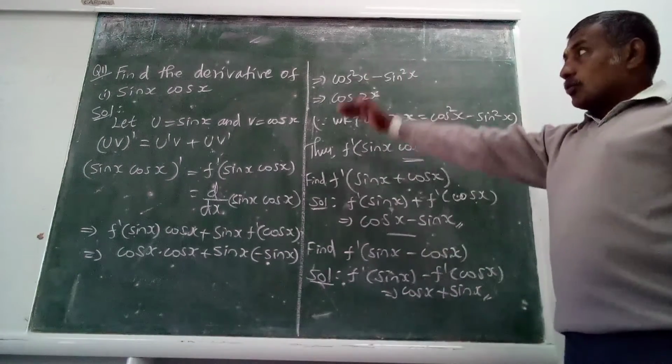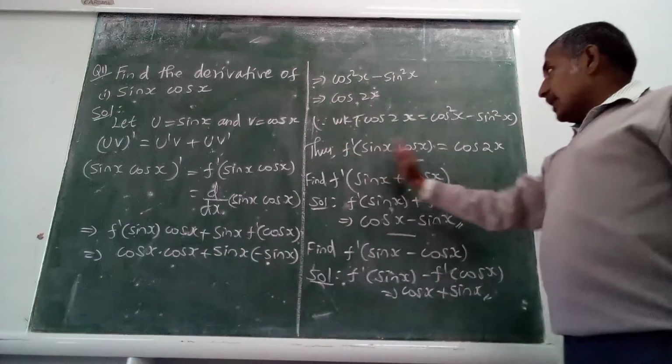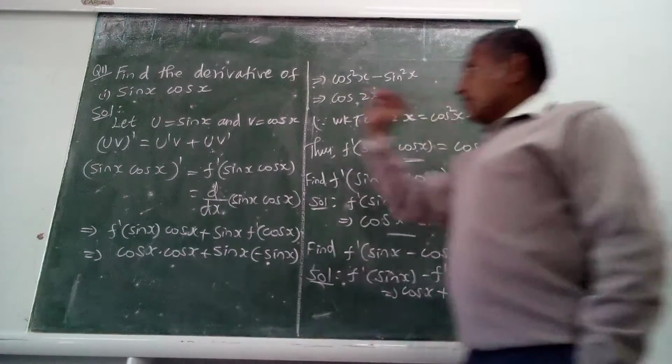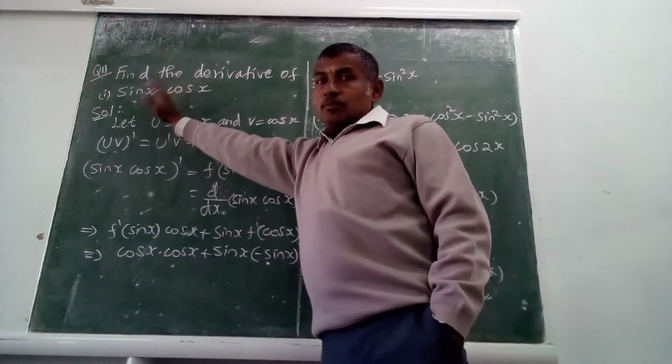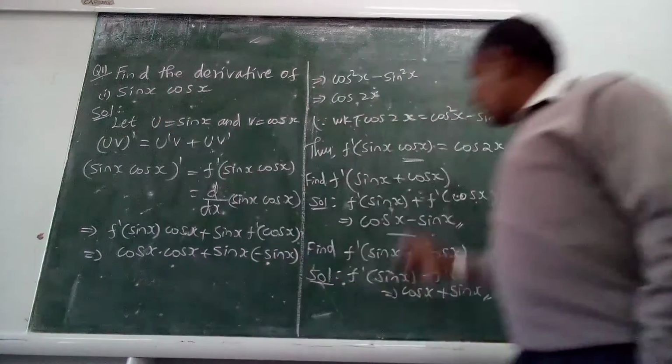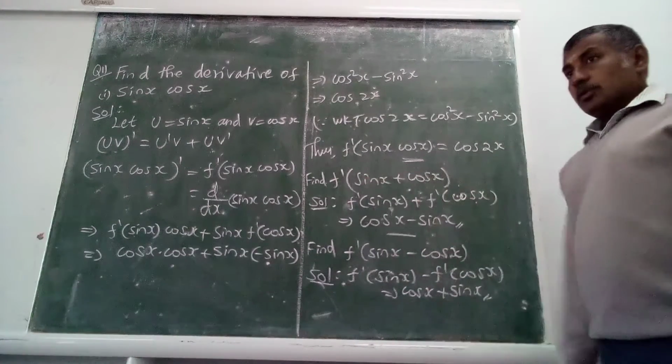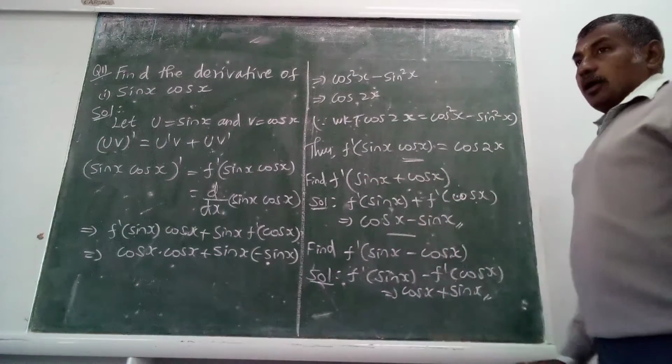So from this we can conclude, according to this question, f dash of sin x cos x is equal to cos 2x. Suppose in place of both being factors, both functions are added, then what happens? Same question. Then each one we have to differentiate and get the result. That's all.